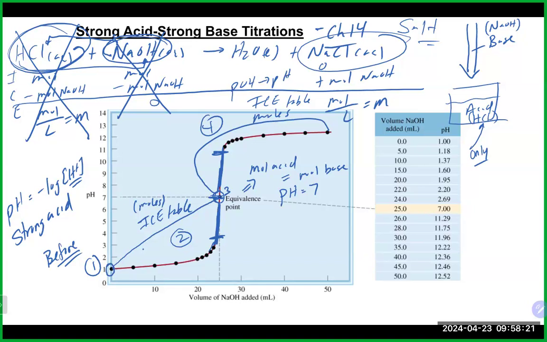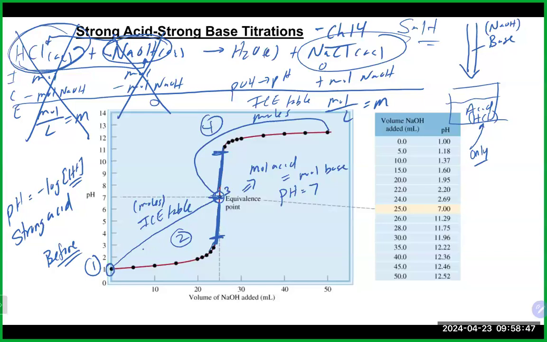So those are the 4 important points on a titration curve: before you begin, before the equivalence point, at the equivalence point, and after the equivalence point. Remember that it's always good to know where you are in the titration, and you can figure that out, if you're not sure, by the moles of what you're adding compared to what you started with. So if they're equal, you're at the equivalence point.